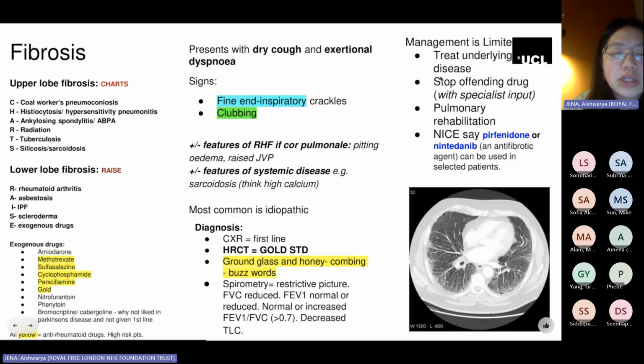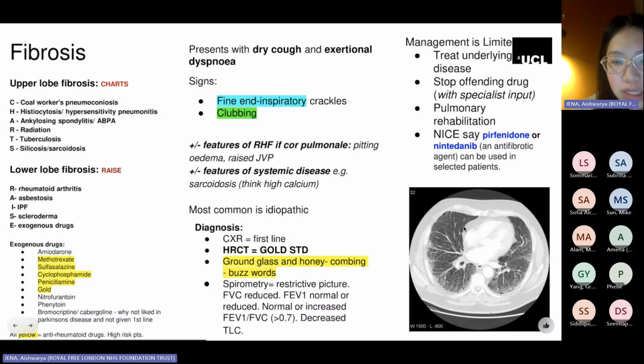So classically, the patients would present with dry cough and exertional dyspnea. And you would see fine end-inspiratory crackles and clubbing because the oxygen would be quite low. An important thing to remember is the diagnosis is with a CT. So you do the chest X-ray first. You need to do a CT to check for ground glass and honeycombing. These are big buzzwords that they like to use.